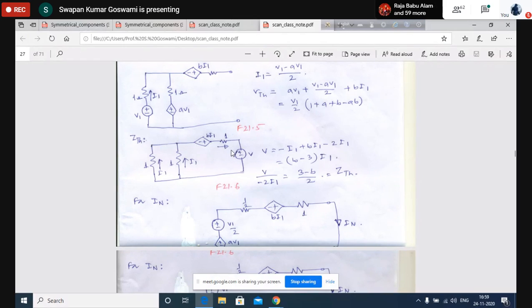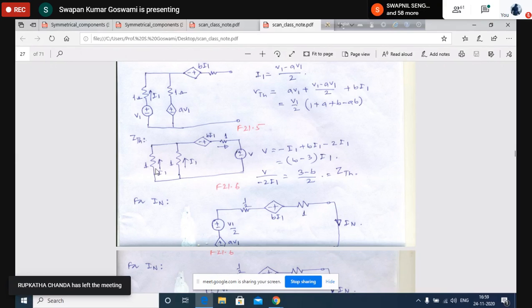Sir, instead of V1, if the dependent source is I1, then we cannot remove it? Then it will be active here. If instead of V1 it becomes I1, obviously then you have to keep it here. Okay, sir.